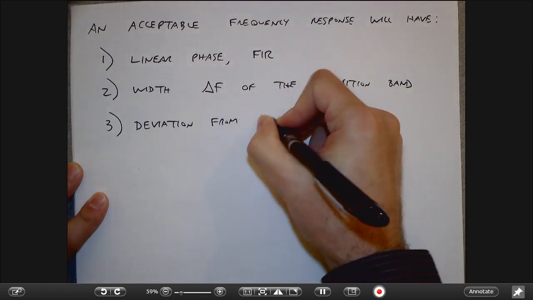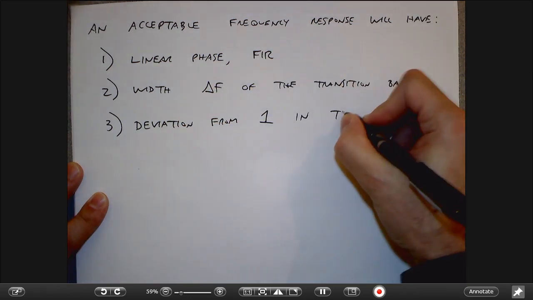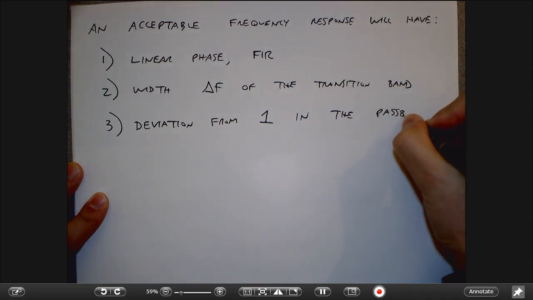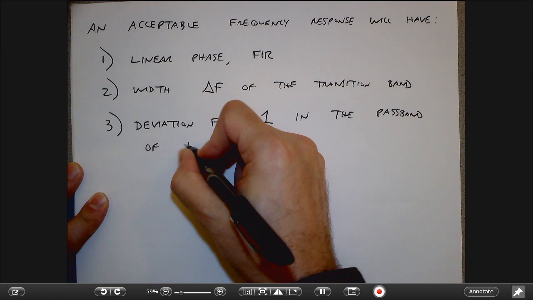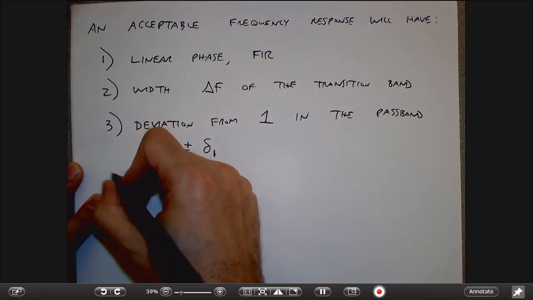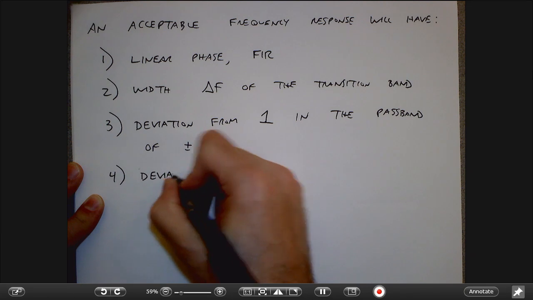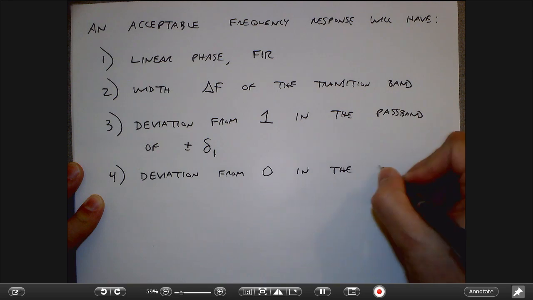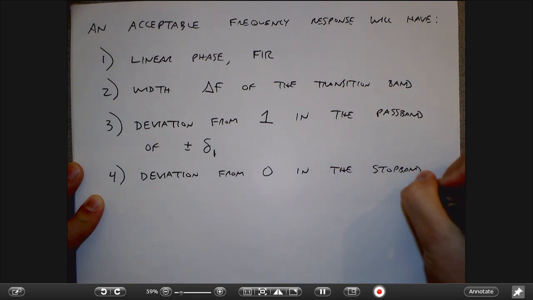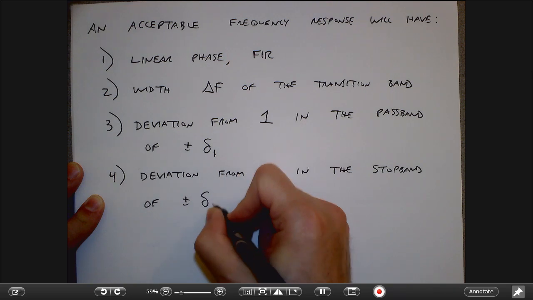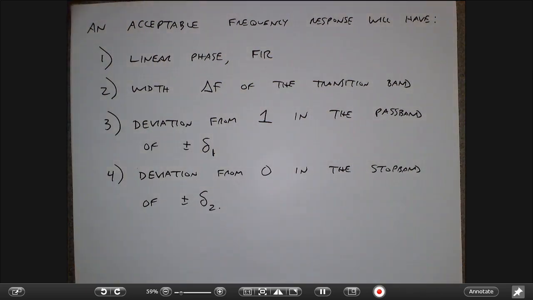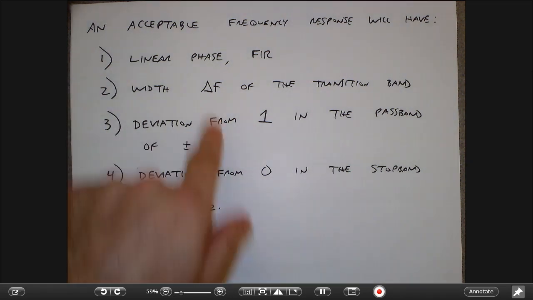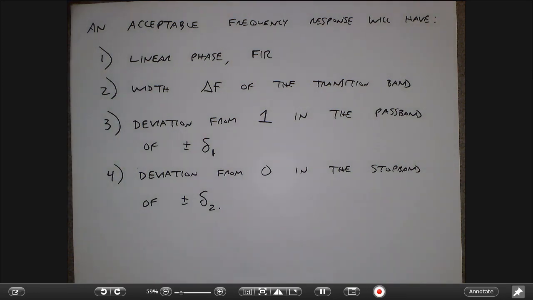from 1 in the pass band of plus or minus some number, delta 1. And then I can also separately specify the deviation from 0 in the stop band of plus or minus delta 2. Okay? And so where I'm going to end this whole lecture is basically a recipe that says, okay, if I give you these three numbers, how would I determine what the necessary length of the filter is, for example? That would let me be minimally satisfactory.